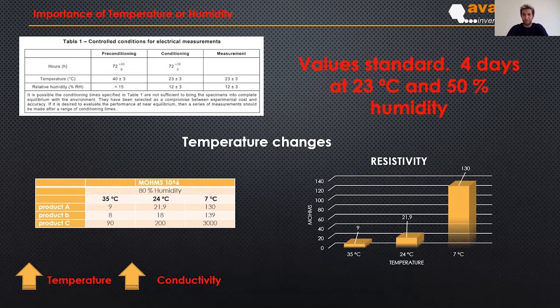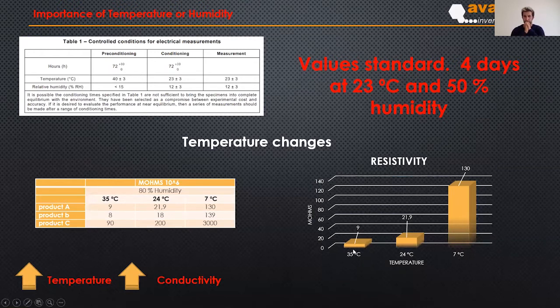The typical values that I recommend are 4 days at 23 degrees and 50% humidity, but it's not defined by the customer, because the regulation shows something, but depending on the application it can be changed. The idea is to see how the resistivity of the same specimen changes. For example, here we are going to show how the resistivity of the same product, the same specimen, changes at 35 degrees and 7 degrees.